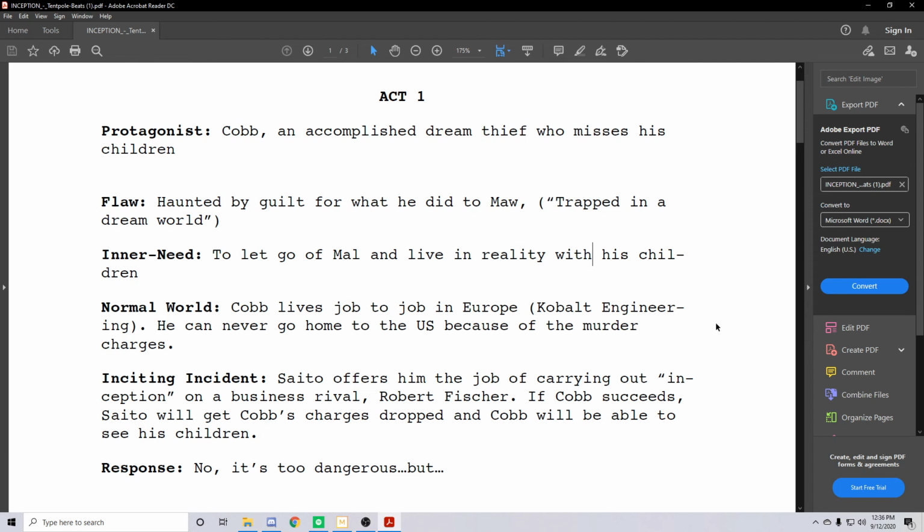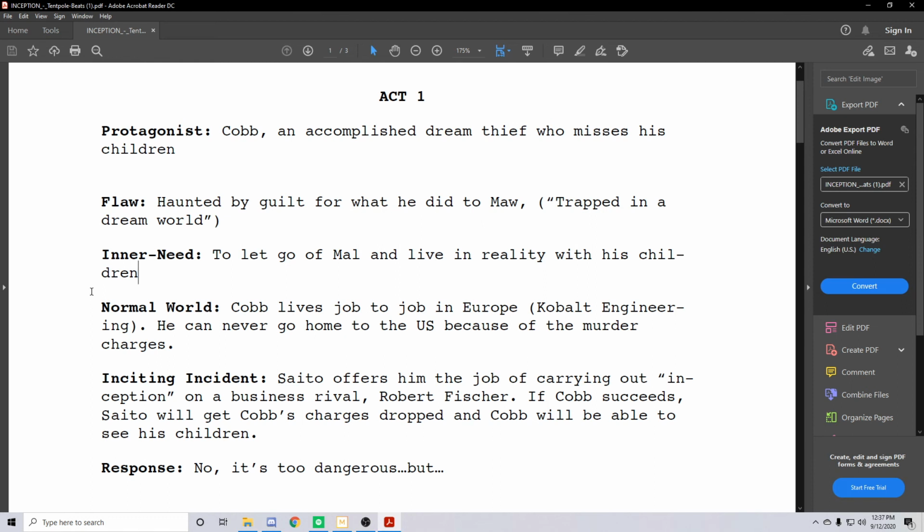His inner need is to let go of his guilt for what he did to his wife and to live in the real world, like his dad said to him, "Live in the real world, Cobb." Cobb's normal world is that he lives from job to job as a dream thief in Europe, and he can never go home because of his murder charges.